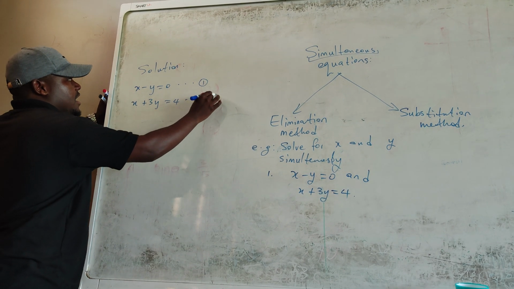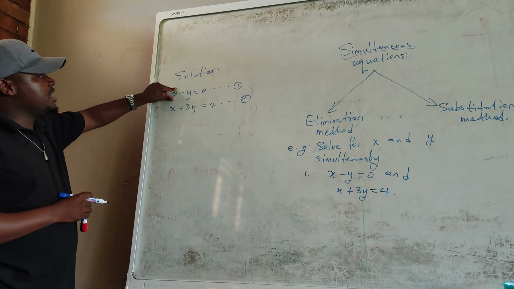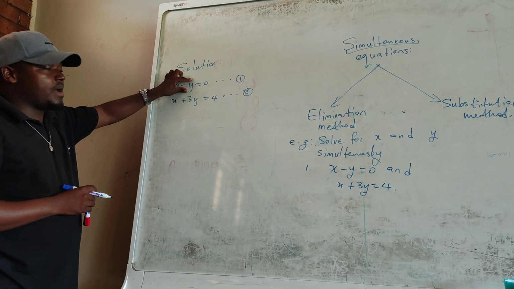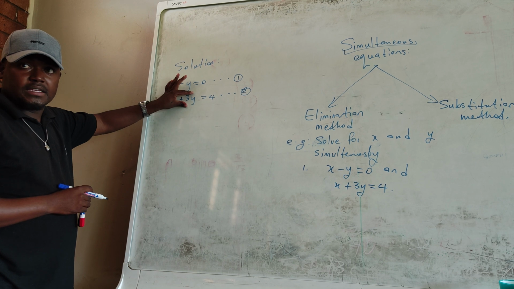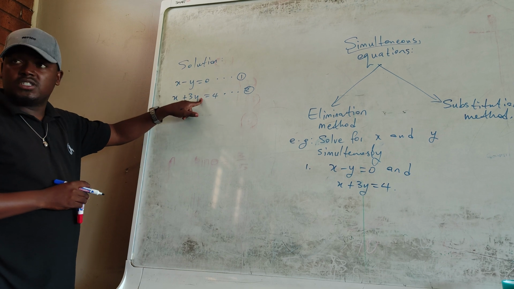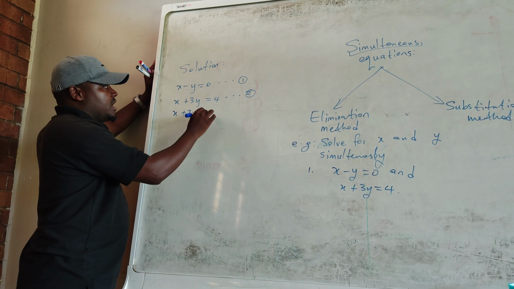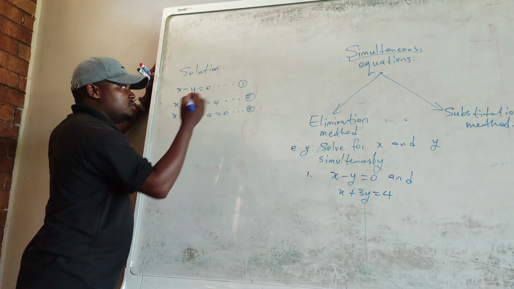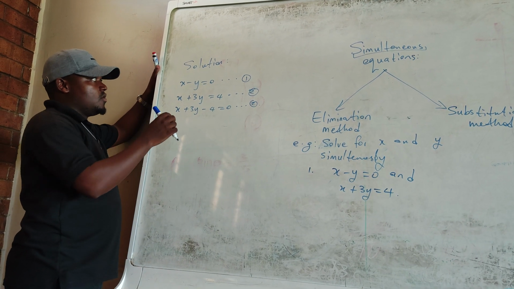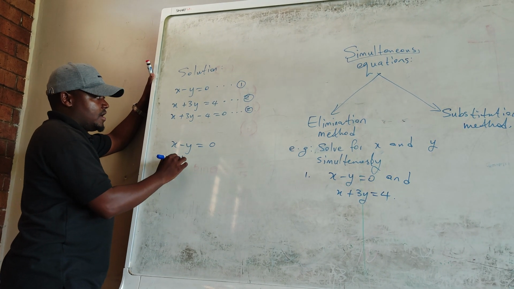I advise that you rewrite them in order for them to be proper. For example, the first one starts with x, so the second one should also start with x, followed by y. The first one has a 0 at the end, so I want a 0 in the second one too. That means I'm going to transpose the 4. So it becomes my new equation 2, still the same, but with the 4 transposed. Once they are written well, I rewrite them here for the sake of simplicity.